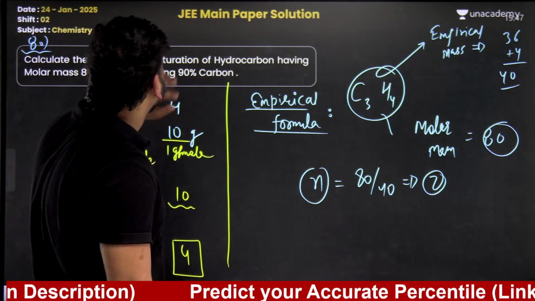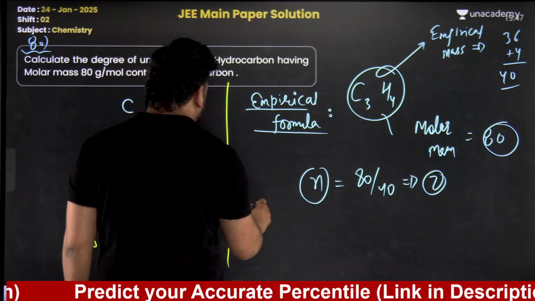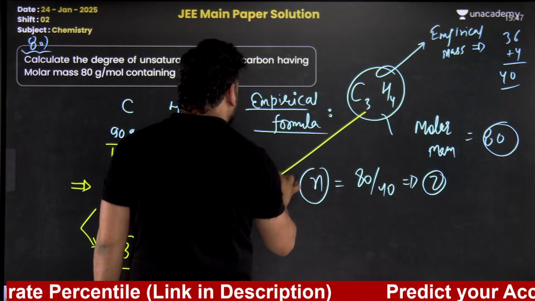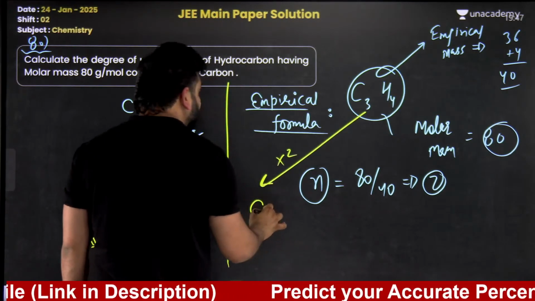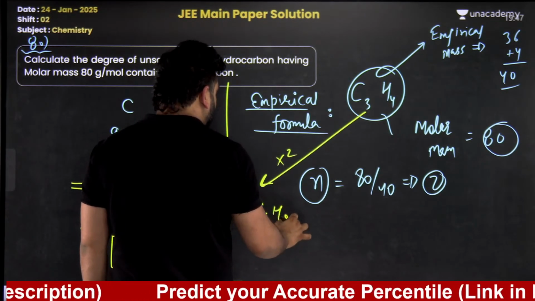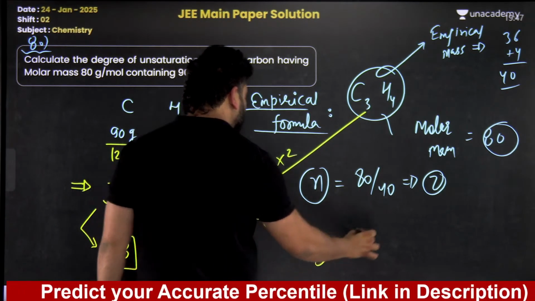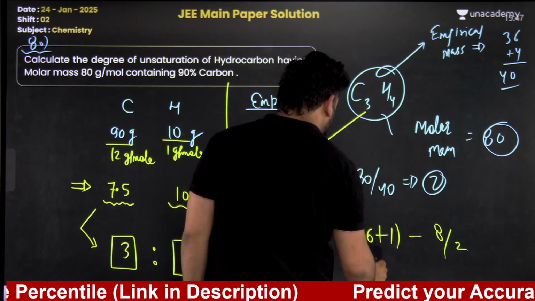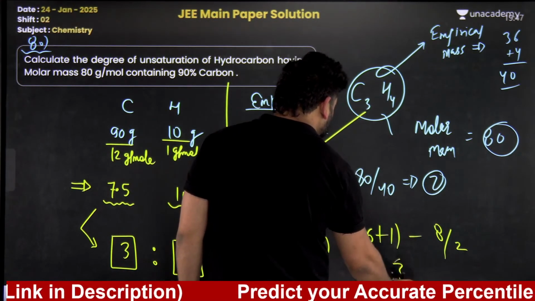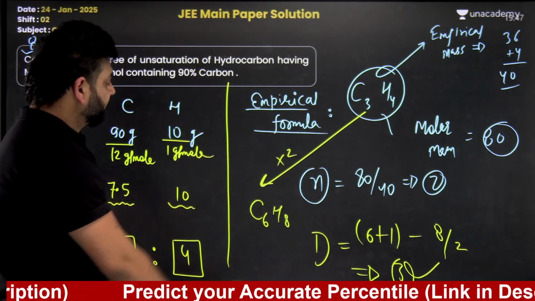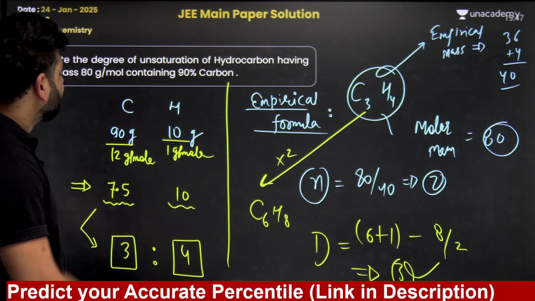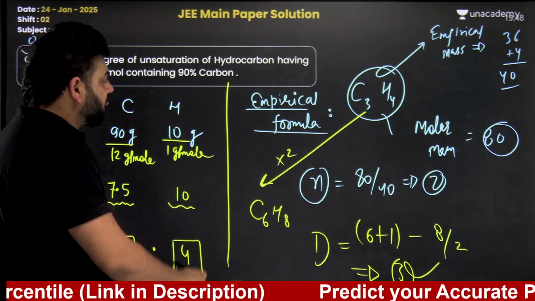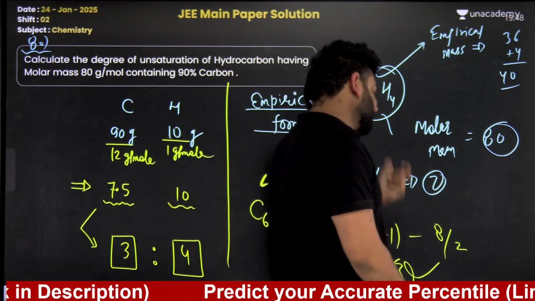This will give you an idea of what the formula of this compound should be. So calculate the degree of unsaturation. Basically the formula of this compound will be twice of this, so multiplying by 2 you get C6H8. So degree of unsaturation will be 6 plus 1 minus 8 by 2, which is 7 minus 4, and 3 is the correct answer. That's how you have to do it. Got it, guys? 7 minus 4 comes up as 3.